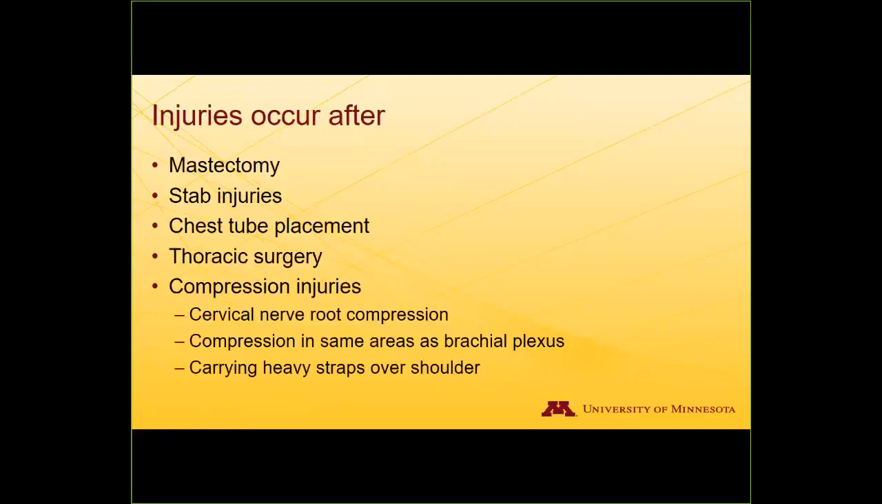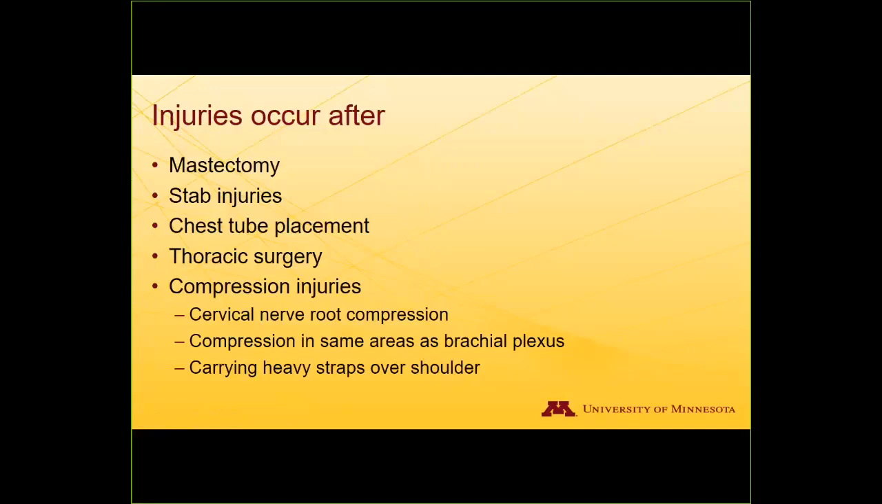So it can be injured for a variety of reasons. After an individual has had a mastectomy, for example, for cancer treatment, or a stab injury, someone who's been stabbed to the side over here. Or when they place a chest tube in someone who has a pneumothorax, or basically extra fluid around the lung cavity, they put a chest tube in to relieve the pressure. Other thoracic surgeries can end up damaging it if you have a surgery over here to the side. And then if the C5, C6, C7 nerve roots are compressed, it can cause problems with its function.